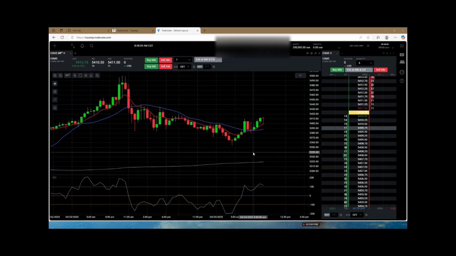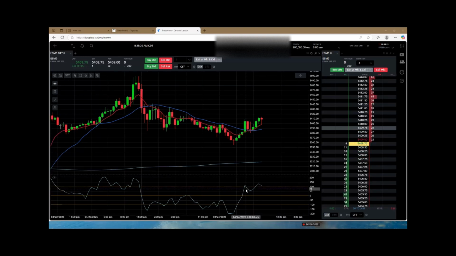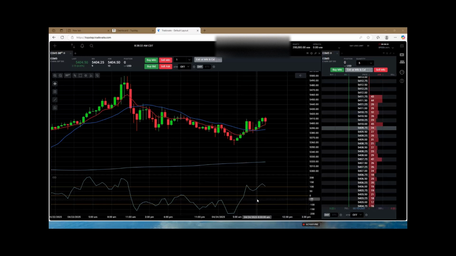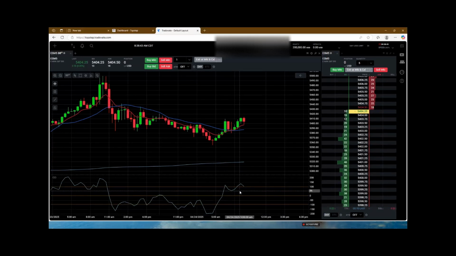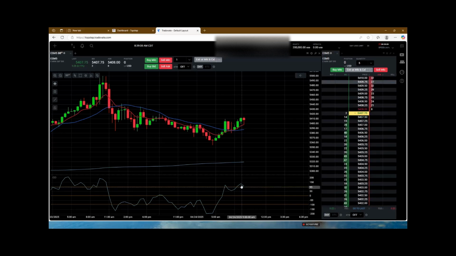Now also, I'd like to point your attention to the CCI, which is at the bottom of the screen. And as we can see, the oscillator is above its positive 100 line. So that means that it is very bullish. So we have three lines on the CCI. Now the CCI looks exactly like the RSI, but they're two different animals altogether.